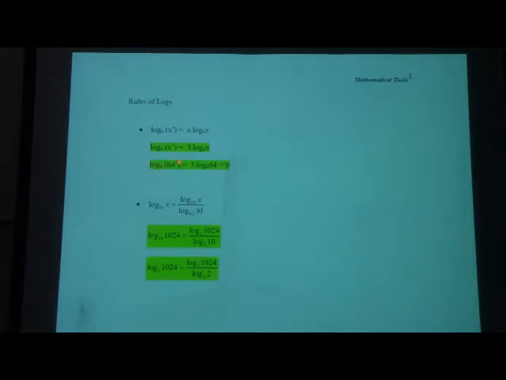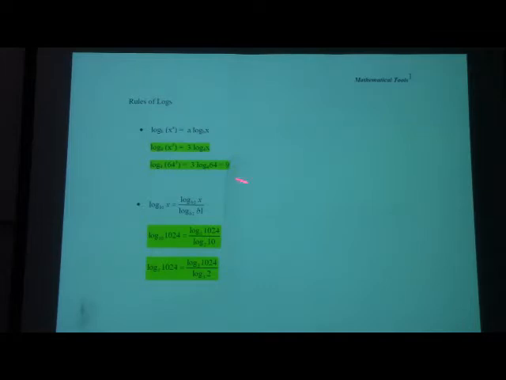And log base 4 of 64 to the third is 3 times log base 4 of 64. And what power do you raise 4 to make 64? 3. 4 to the third power. 4 times 4 is 16, times 4 is 64. So that's going to be 3. 3 times 3 is 9.